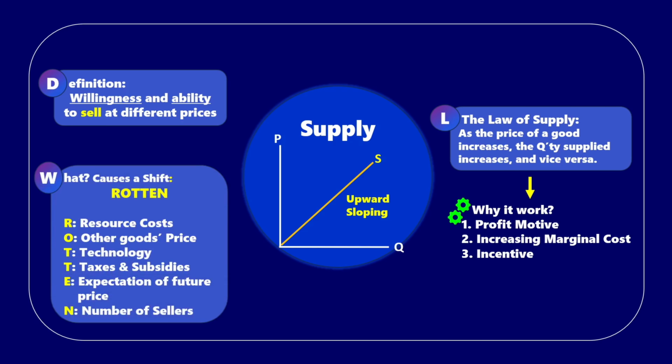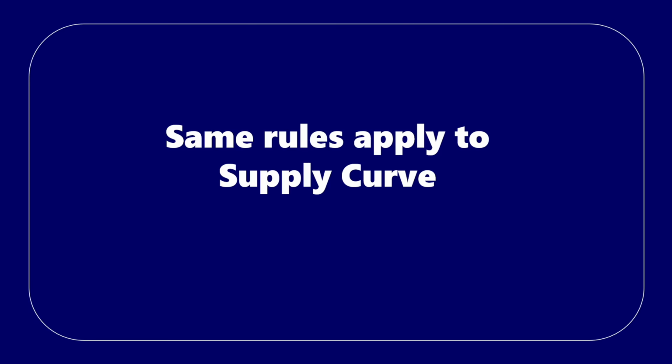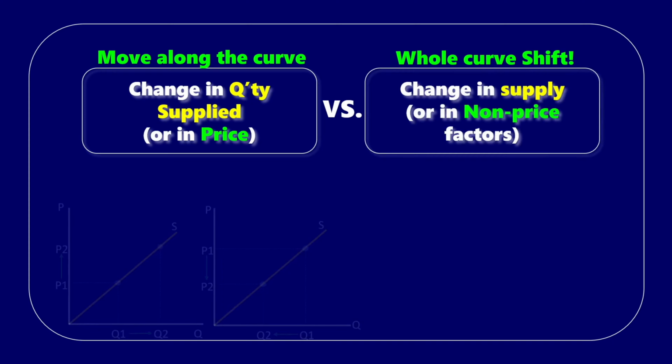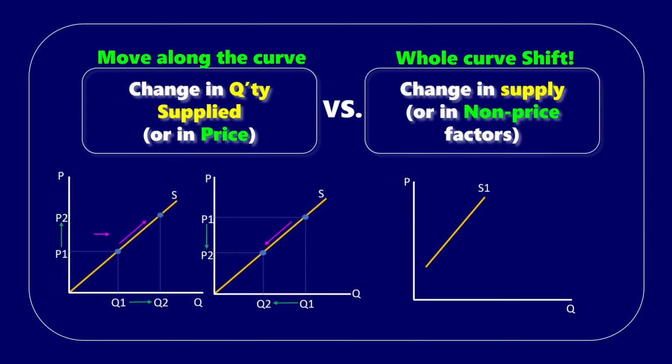This time, it's ROTTEN. R stands for resource costs, O is other goods prices, T is technology, T again is taxes and subsidies, E is expectation of future prices, N is the number of sellers. If any of these change, the entire supply curve shifts. Now, just like demand, the same rules apply to supply. Change in quantity supplied or price is movement along the curve, while a change in supply or non-price factors is the entire curve shifting. This is your ROTTEN.